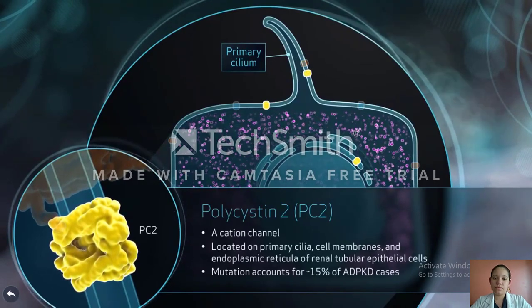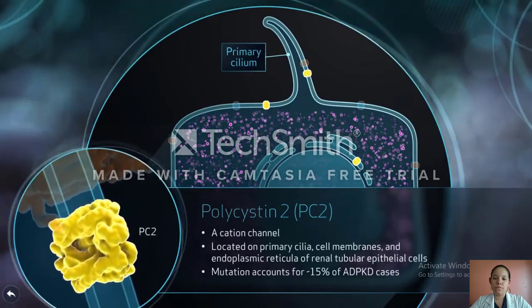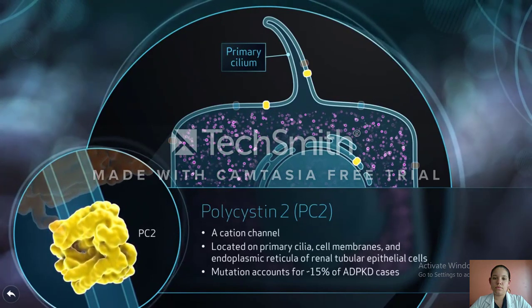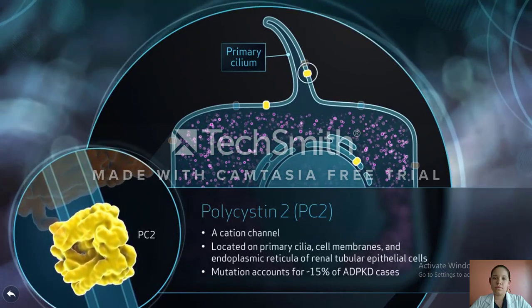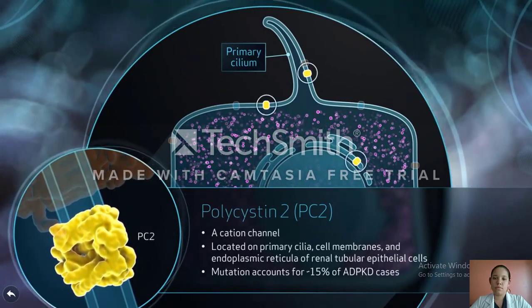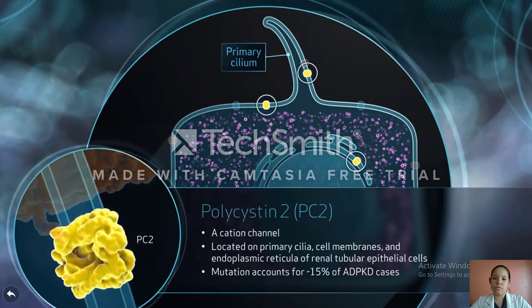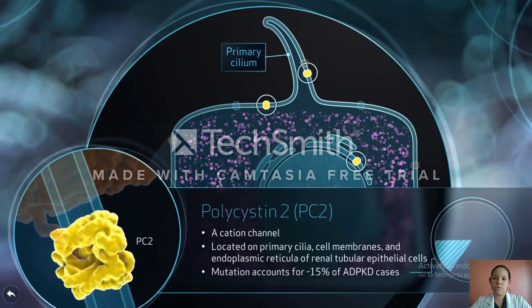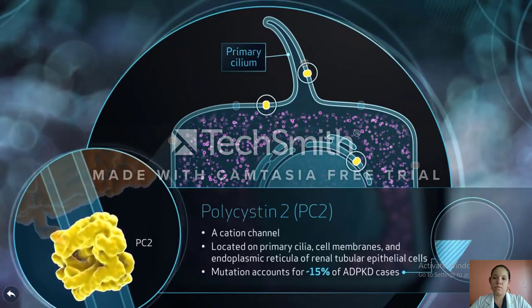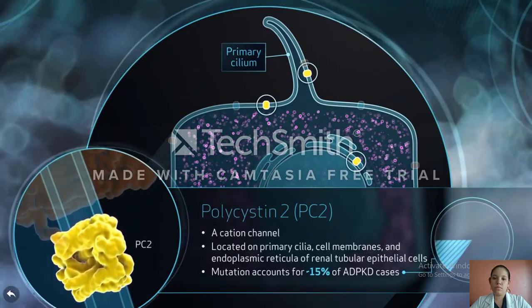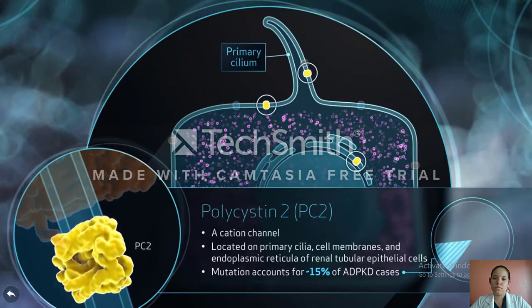PKD2 is responsible for a defect in polycystin 2, PC2, a non-selective cation channel located on the primary cilia, cell membranes, and endoplasmic reticula of the renal tubular epithelial cells. Patients with a PKD2 mutation account for approximately 15% of all ADPKD cases, in which the disease progresses more slowly.